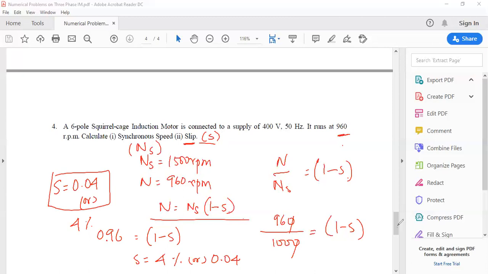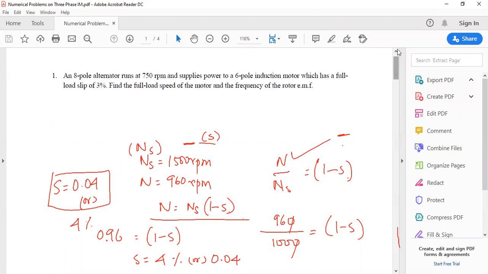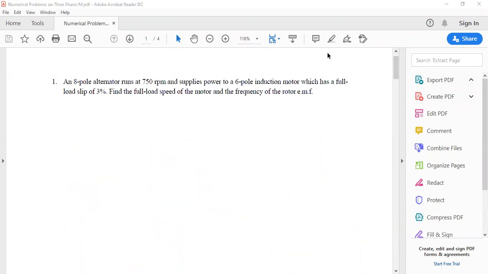These are some typical problems which you can expect for the upcoming examination or for the test that we are going to conduct. So see to it that you solve more problems related to it and try to understand them. These are some important problems. You will be getting problems related to the same equations that I've solved. See to it that you solve more problems and finish them. Okay, so this is the end of the lecture on three-phase induction motor numericals.